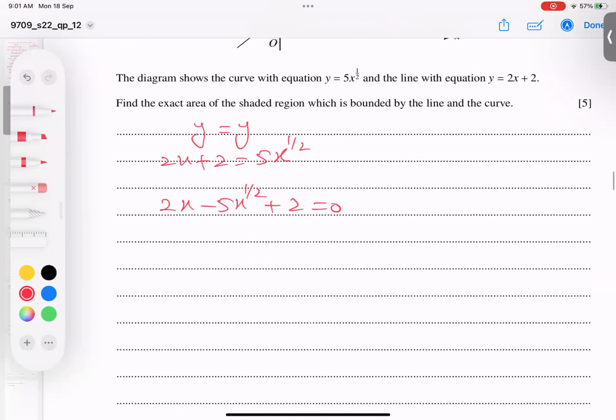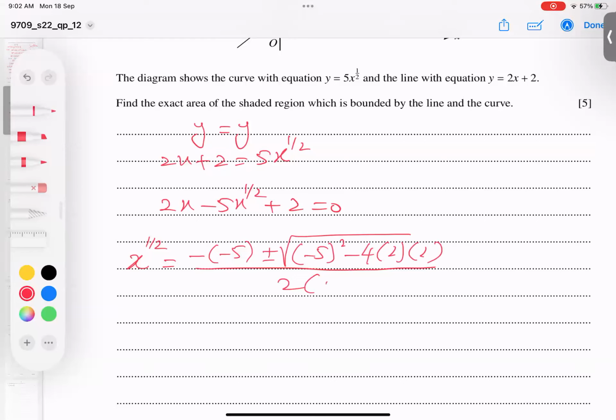Or I can apply the other one. I can see that this is x to power half. So I can write x to power half here and apply the quadratic formula. And what is the method? Because the double power is 1, we have it. So what is the formula? Negative b plus and minus square root of b square minus 4ac, divided by 2a.